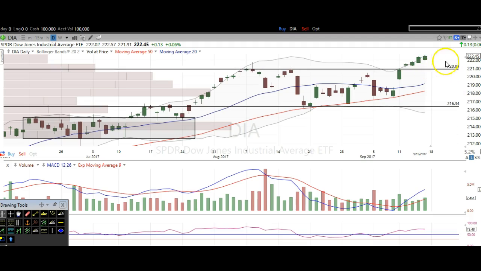So if we get some weird gap down, down to about 220.80, that's going to be a nice buying opportunity. You can see it was resistance right there, and right here. So very clean levels here that we're looking at for the Dow Jones.